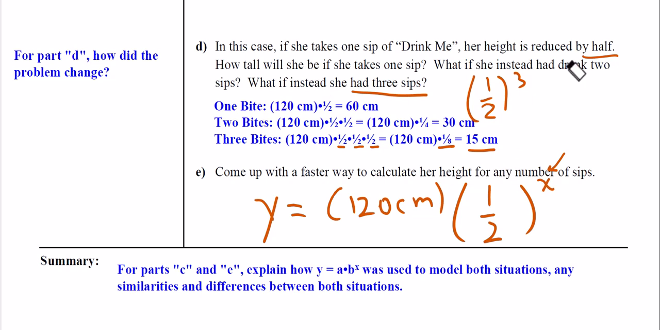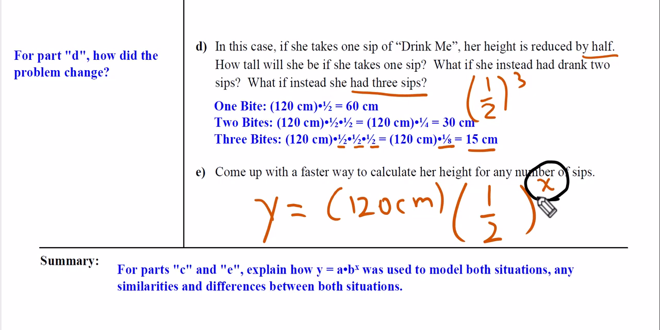How would this change? Well, what if she was drinking Drink Me? She took a sip of Drink Me, and instead it did a 1/3 on her. Well, then you would change it to a 1/3, right? Or if her height were different, you would change this number. So again, the same ideas as before. Just notice the patterns. And the big takeaway with both part C and part E is that the variable is the exponent. And in this case, it represents the number of times she either ate something or she drank something.